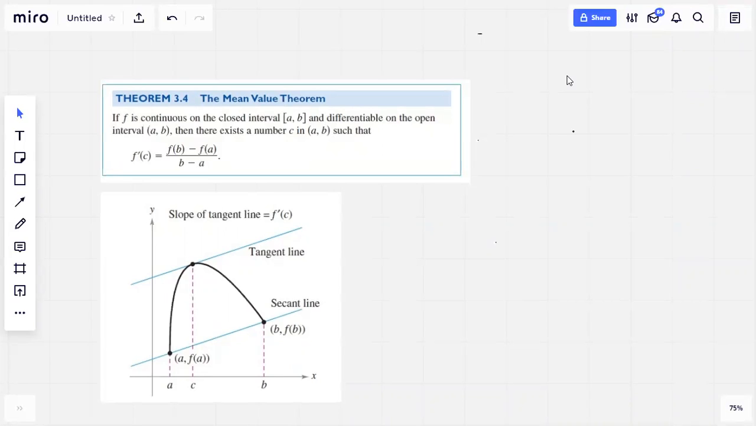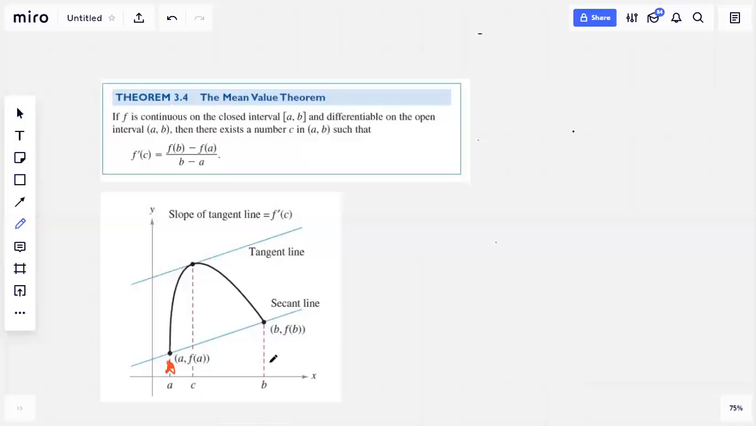Okay, the f of a in this case is this height. This height is the f of a, and the f of b is this height, and the difference is the difference between the y coordinates, and the difference between b and a is the difference between the x coordinates. So we know that the difference between y coordinates over the difference between x coordinates is the slope of the line passing through a and b, in this case the below secant line.